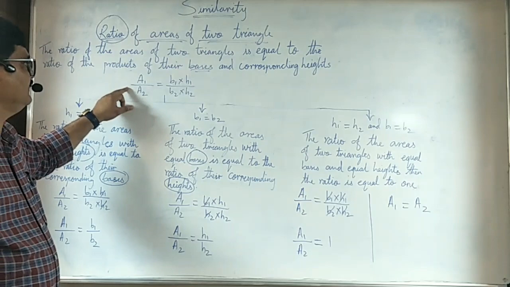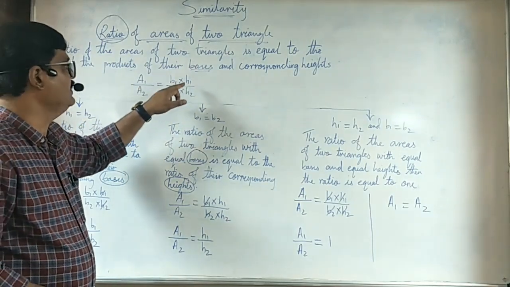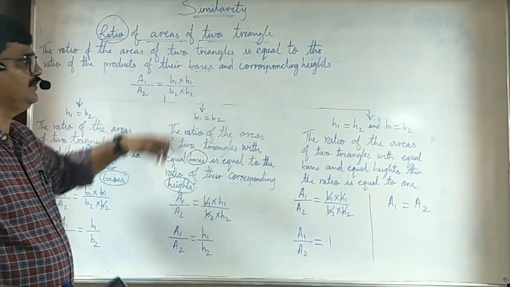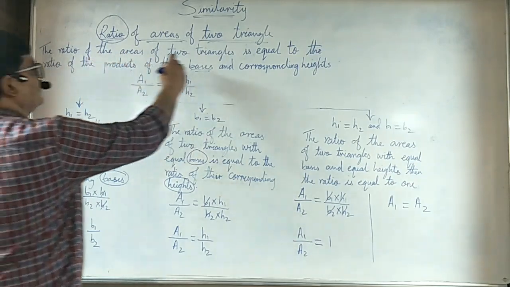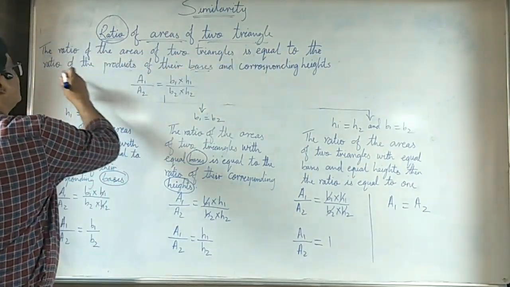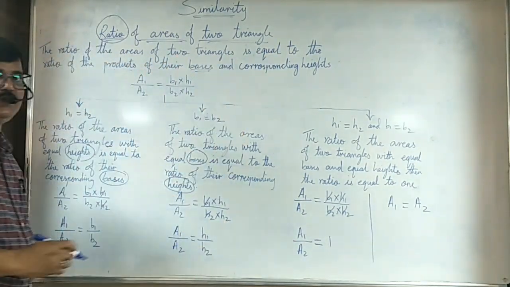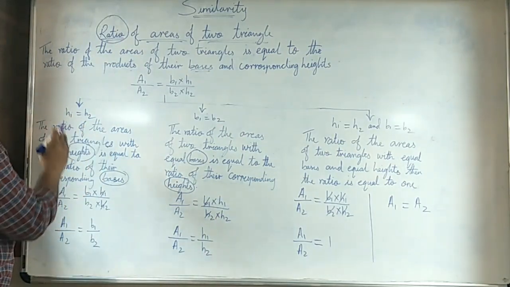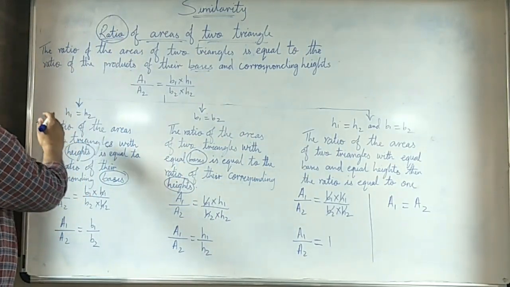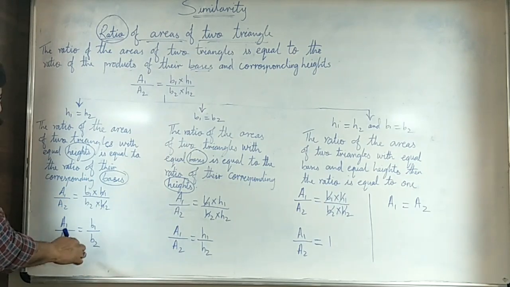One more time, just a revision: A1 upon A2 is equal to B1 into H1 upon B2 into H2. That is, the ratio of the areas of two triangles is equal to the ratio of the product of their bases and corresponding heights. Got it, okay? Remember that when the height is equal, the ratio will be equal to the corresponding bases.